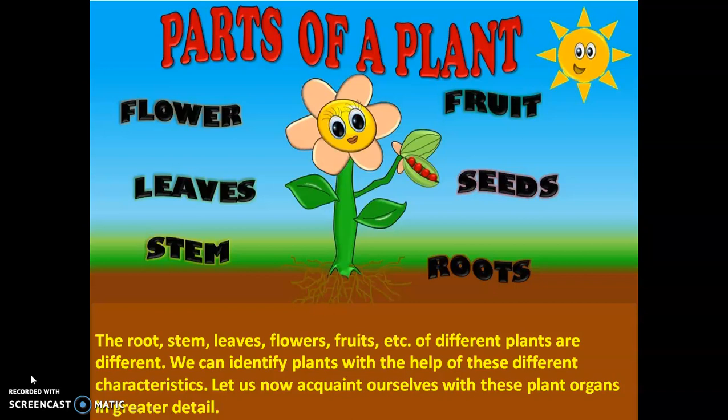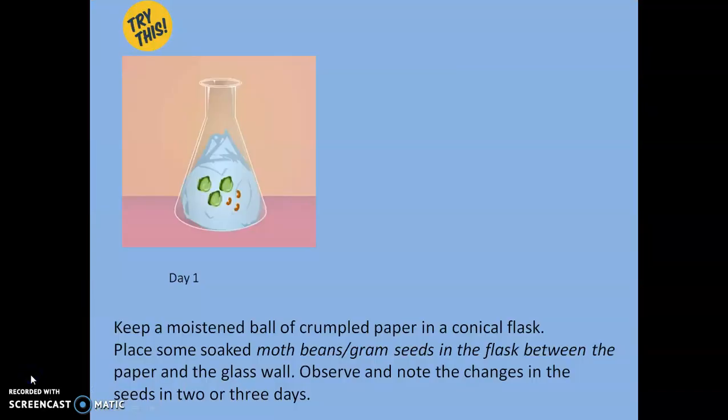Let us now acquaint ourselves with these plant organs in greater detail. Acquaint means get to know or knowledge. We will be studying about each part in detail. Before going to the actual structure of root, let's try this. Keep a moist ball of crumpled paper in a conical flask. See this shape, children? This shape is of a cone. Therefore, it is called a conical flask.